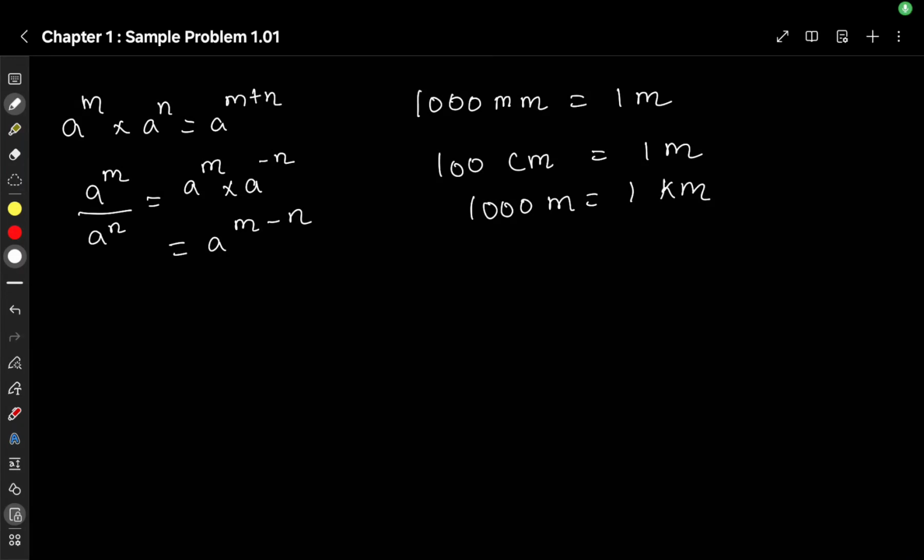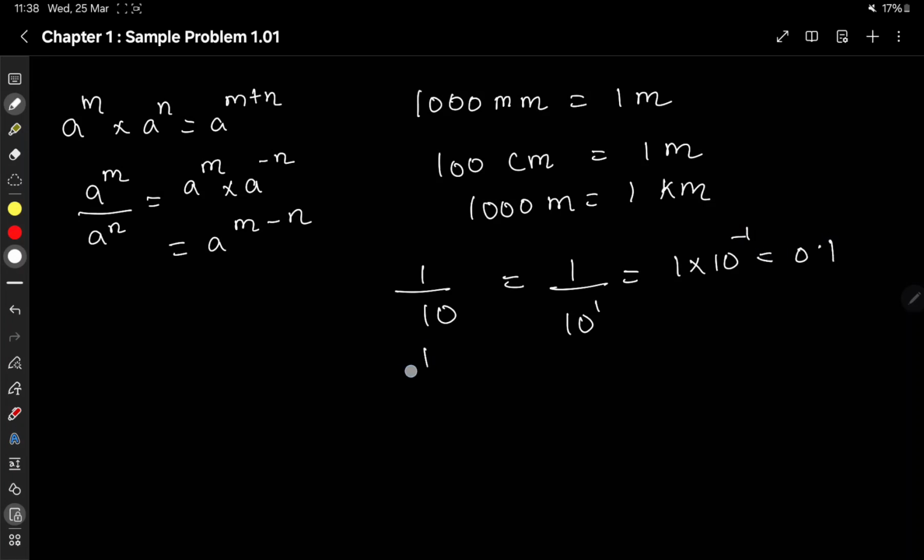One more thing you want to know is 1 by 10 is equal to 1 by 10 power 1, which is equal to, I will take this denominator to the numerator, so 1 into 10 to the power minus 1, which is equal to 0.1. Similarly, 1 by 100 is equal to 1 by 10 square, 10 into 10 is 100, which is equal to 1 into 10 to the power minus 2, which is equal to 0.01.